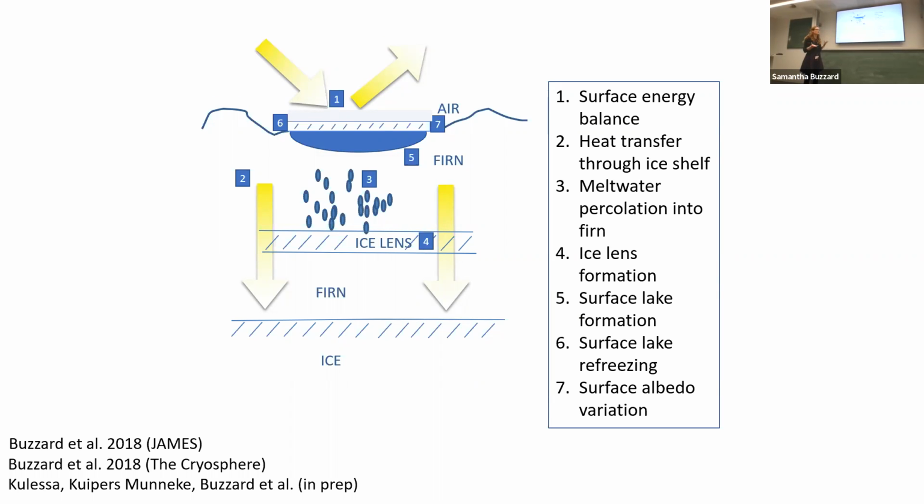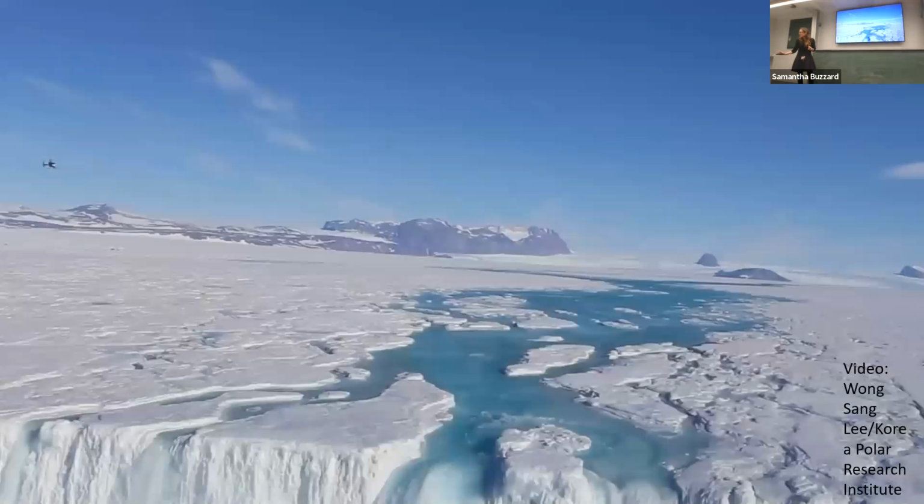Okay, so just a very quick summary of that model, and the code is out there if anyone wants to use it. It's not a particularly complicated one-dimensional model to use. I let master students do some small projects on it, but it has all the processes to form lakes, all of the vertical percolation, ice lens formation, etc. And you can do some interesting sensitivity tests on that.